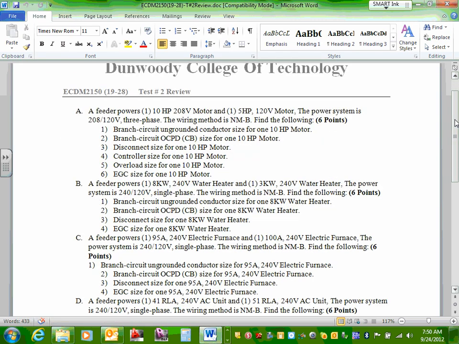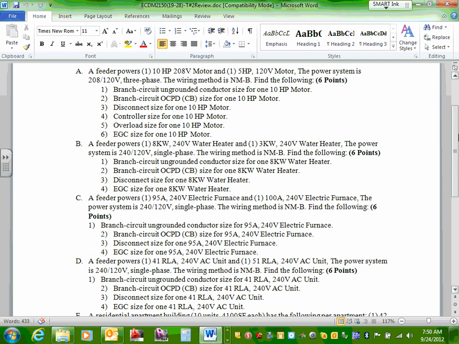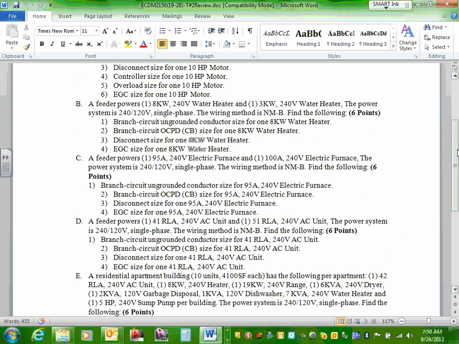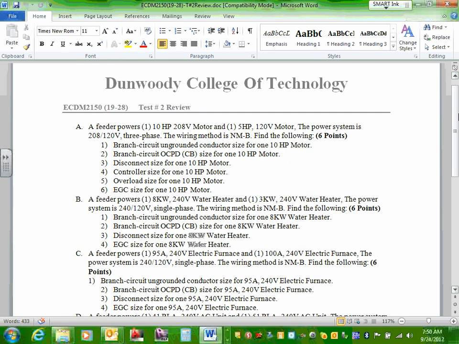Here's what yours is: still 1, A, B, C, D, so 5, right? 1, 2, 3, 4, 5. 5 questions. Question number 1, guys, will be about a motor, and you need to find 6 things about this motor. Cool. We did this one. We're going to do it in a second here.